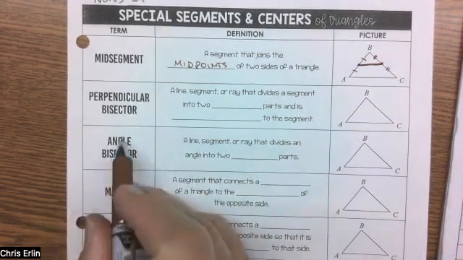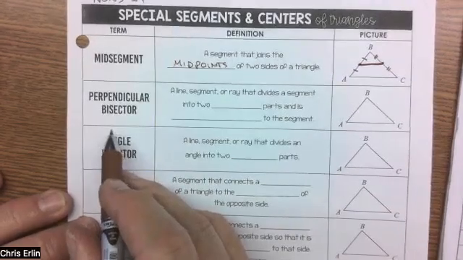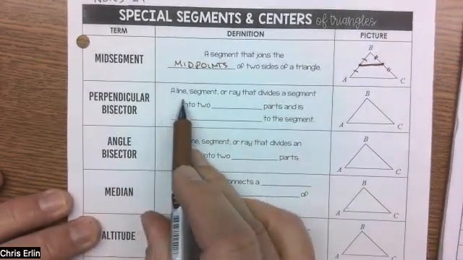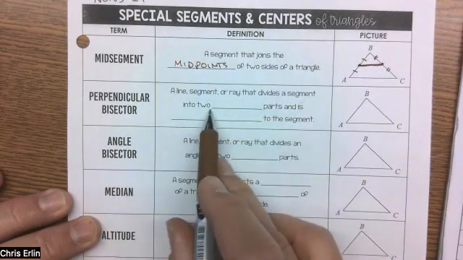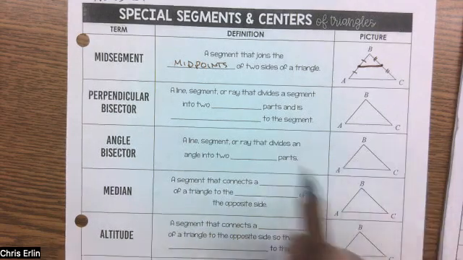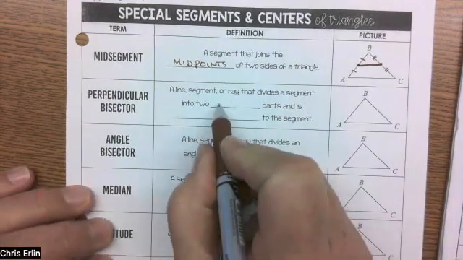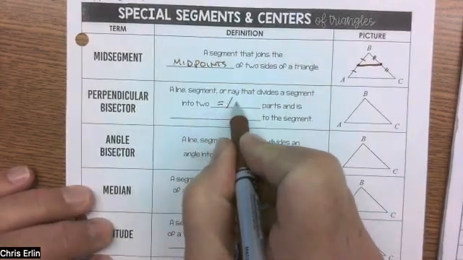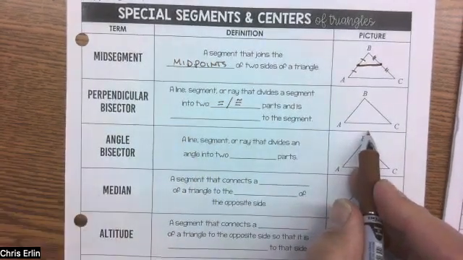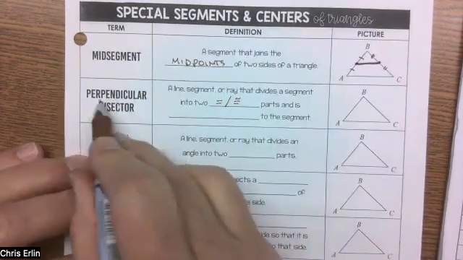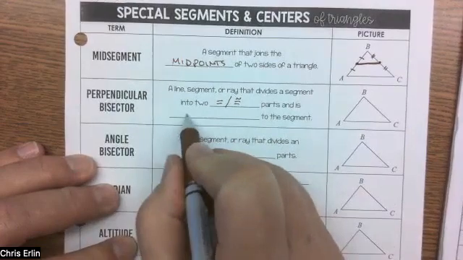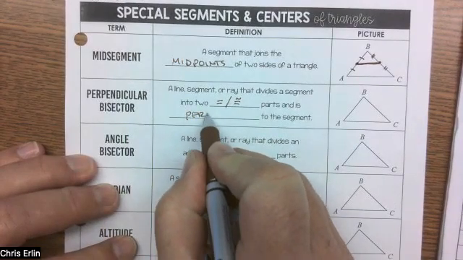Next one is a perpendicular bisector. We're going to create a perpendicular bisector to a side. And what that is, is a line segment or ray that divides the segment into two blank parts and is blank to the segment. Close. Equal or congruent, and is what to the segment that it intersects? Good. Perpendicular, because it says perpendicular. A bisector means it splits it in half. The perpendicular means it meets in a right angle.